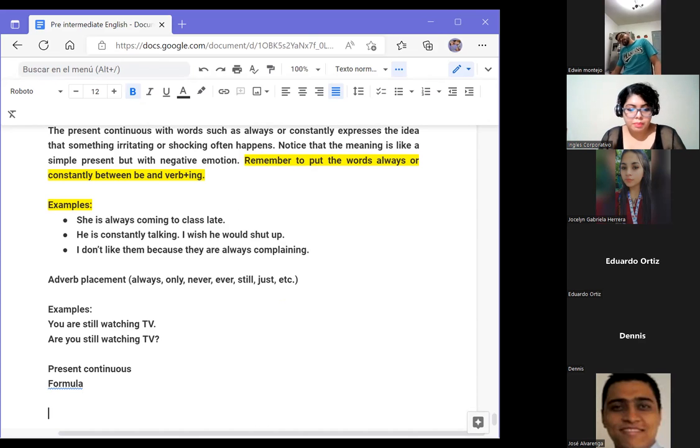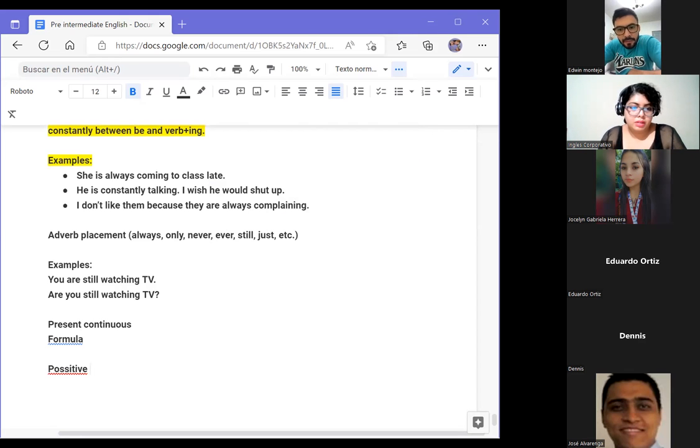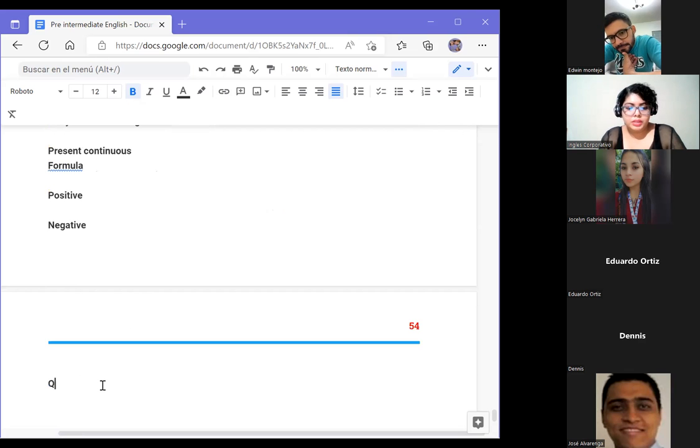And we have a positive, we have a negative, I mean, we have negative, and we have question. So for the positive one, we have the following structure.